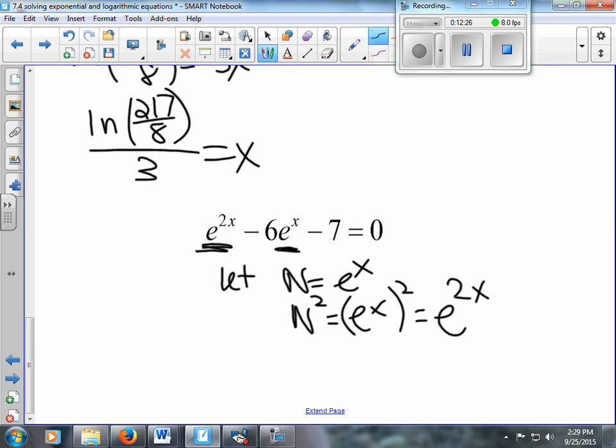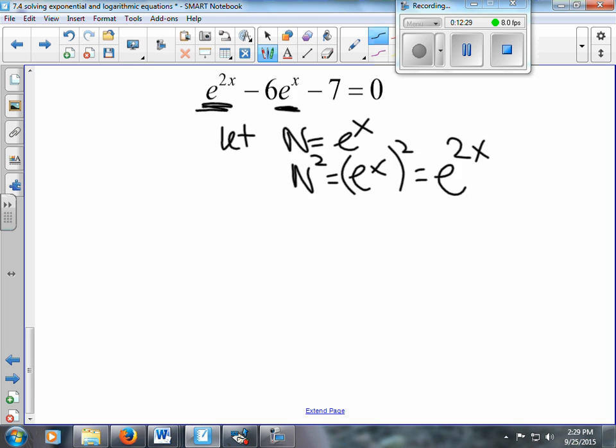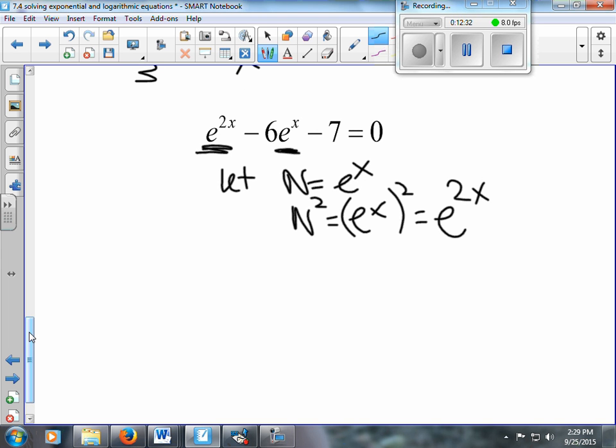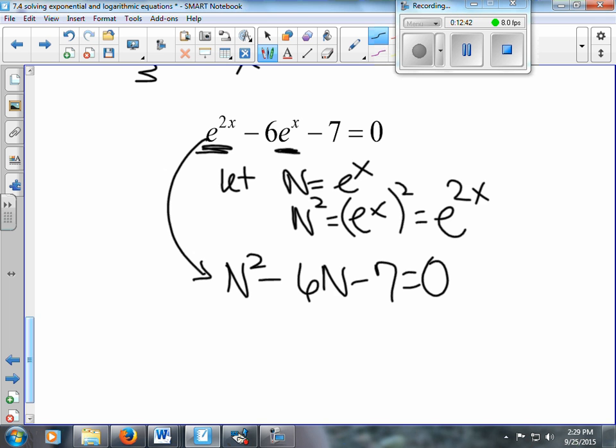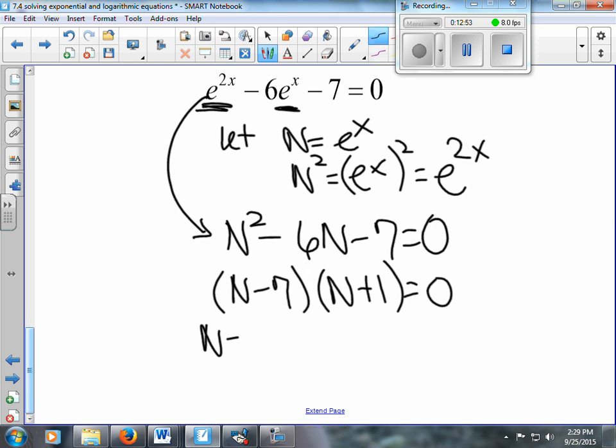And so when I rewrite this exponential function with n in place of e to the x, then this first term is actually an n squared. Then I have minus 6n minus 7 equals 0. This is a quadratic that factors very nicely and can be solved for n. And so I have two solutions, n equals 7 and n equals negative 1. All right, but that would be lovely if my question asked me to solve for n, whoever n is, but my question is asking me to solve for the variable x.